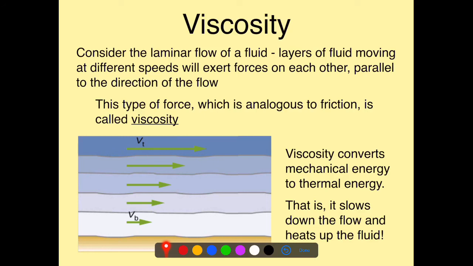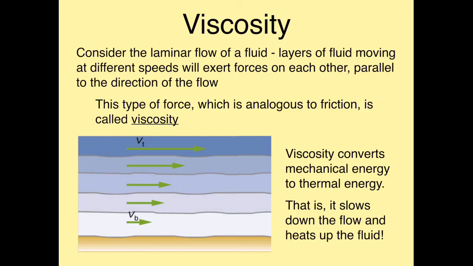But the thing about these different parallel layers of fluid is that they can exert forces on one another in the direction of the flow, okay? So this type of force between the flowing layers of fluid is like friction. You can imagine that each layer exerts a force on the next one, which is analogous to friction. And we call that force viscosity. It's like friction within a fluid.